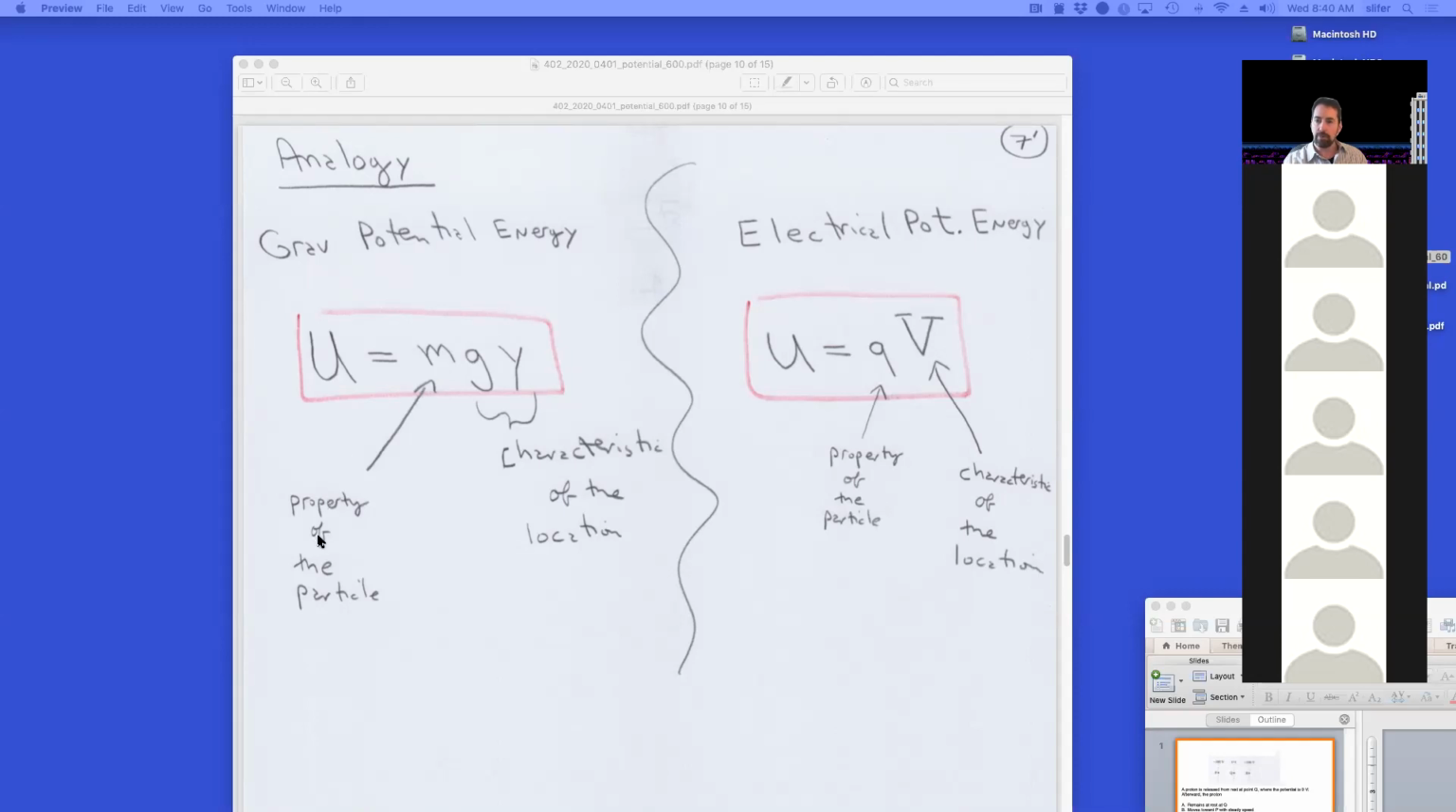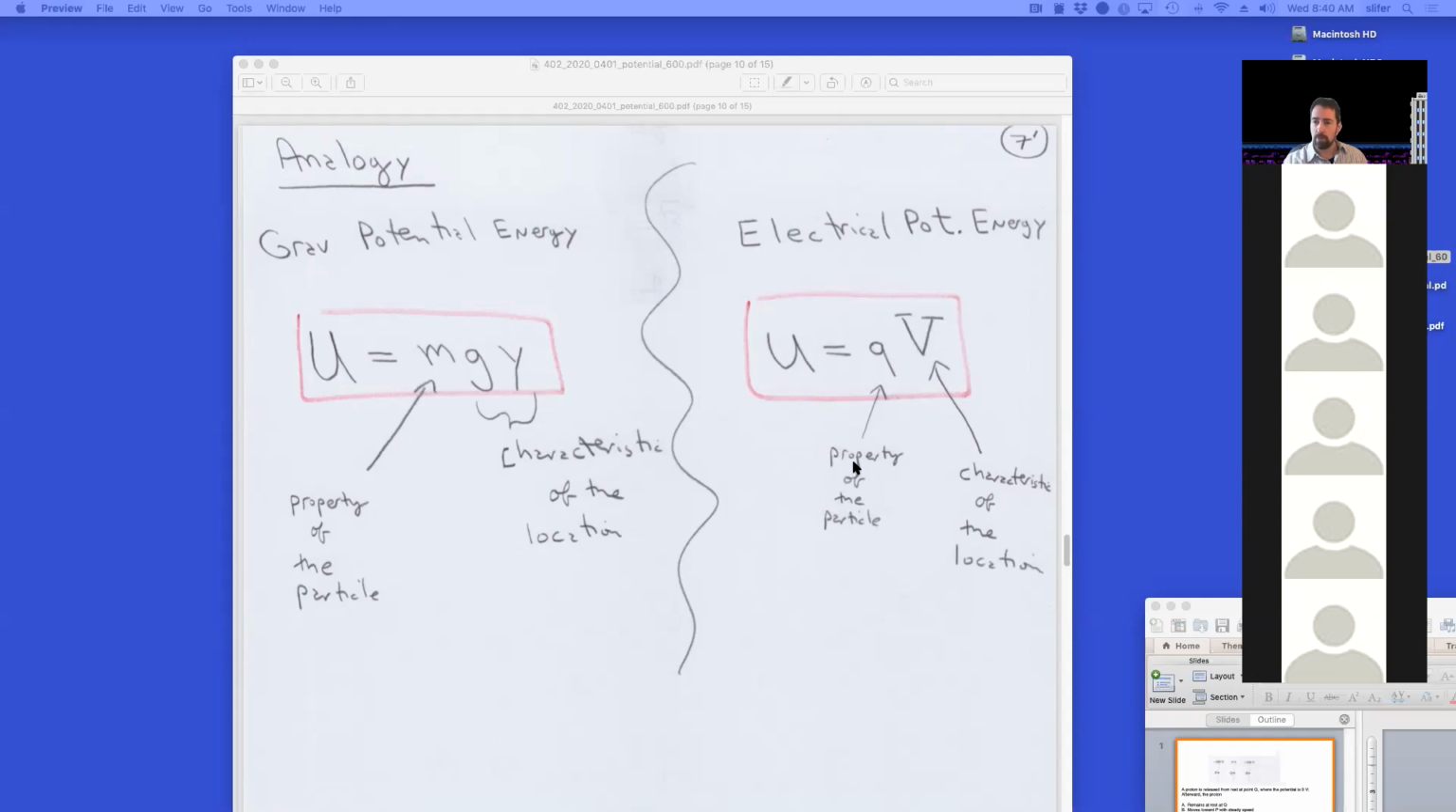It's a property, a fundamental property of the particle. And the rest of it is some characteristic of the location of that particle in space, right? G is a characteristic of how strong the gravitational force itself is, and y is just the location of that particle. My tortured analogy here is, if we look at electrical potential energy, we have U equals Q times V.